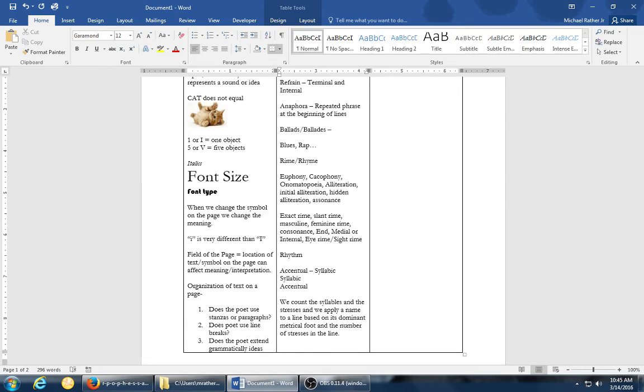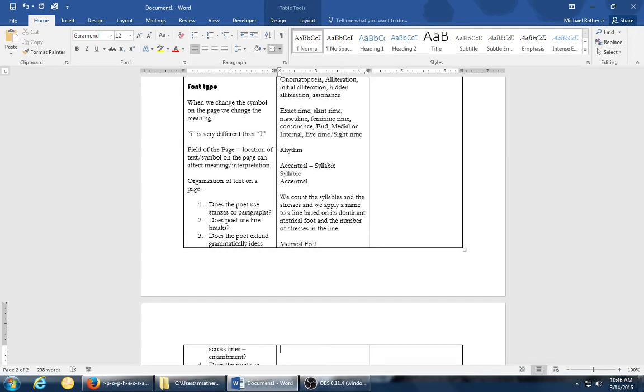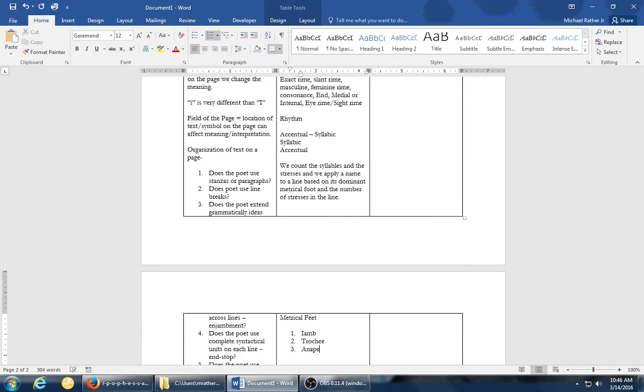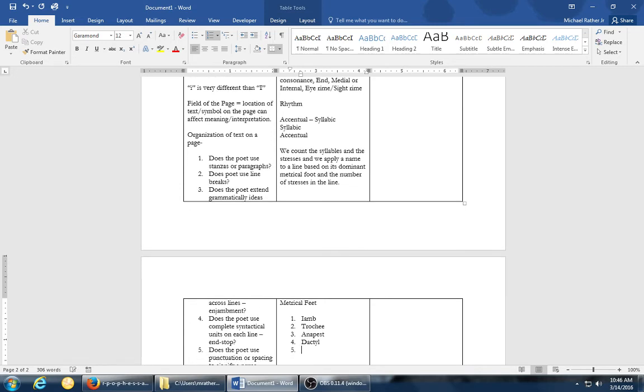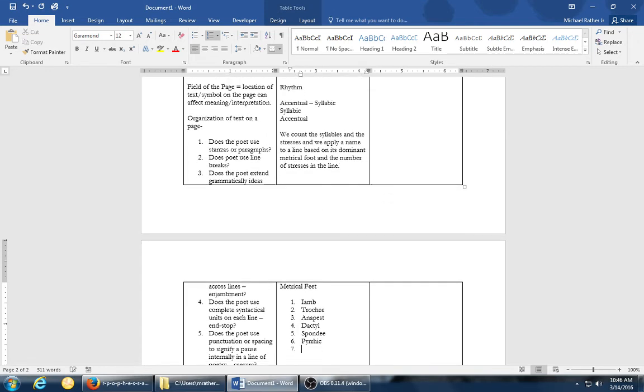So the different metrical feet we have are metrical feet. We have first the most common, the iamb. Then we have the trochee. We have the anapest, the dactyl, the spondee, the pyrrhic, and then the monosyllabic foot. Those are in order from most common to least common metrical feet.